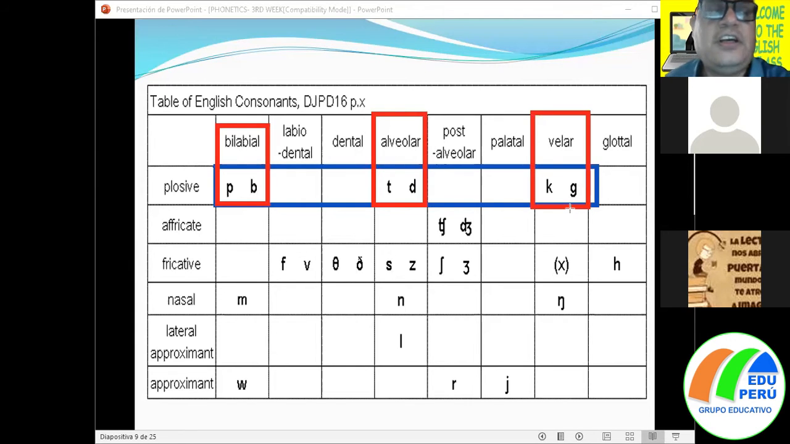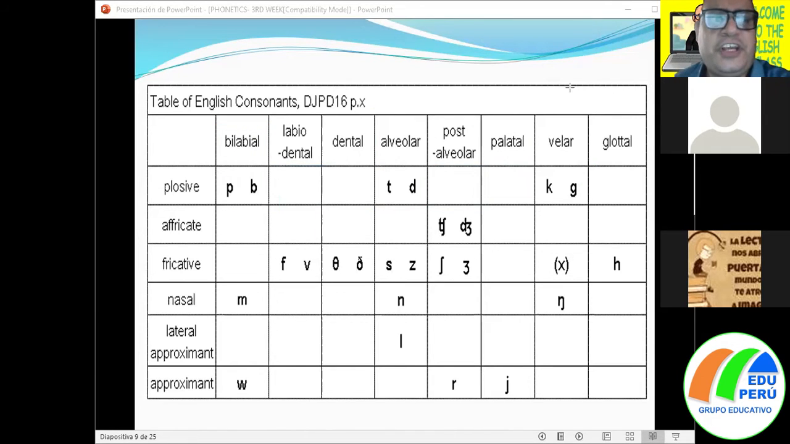So notice these consonants. And the other difference of these sounds is the vibration. Pa, voiceless, ba, voiced. The second, ta, voiceless, da, voiced. And the last ones are k, voiceless, g, voiced. And remember this. All right, so let's continue.